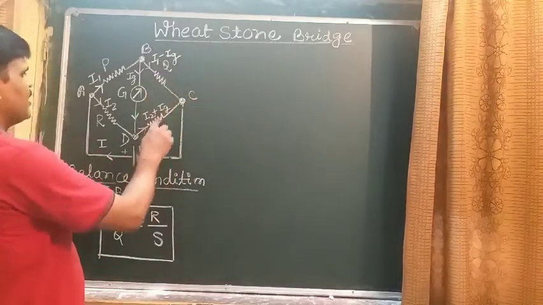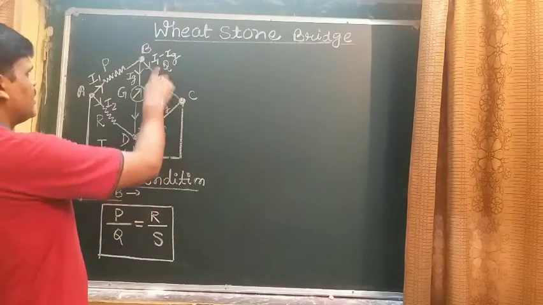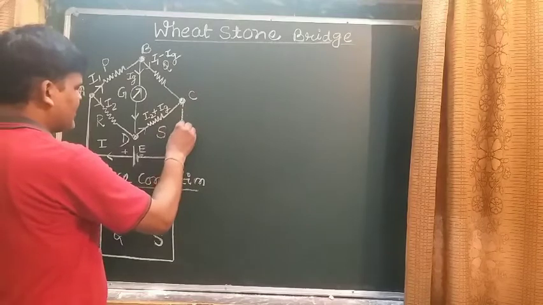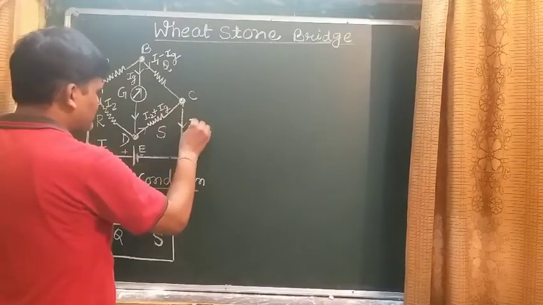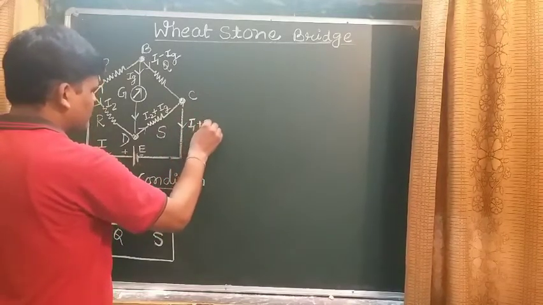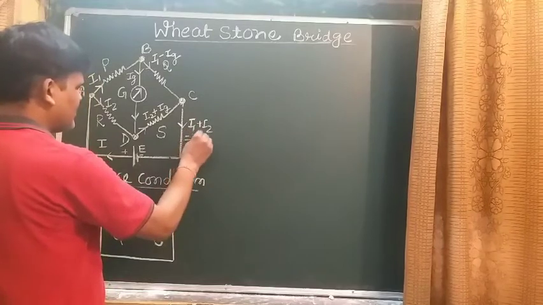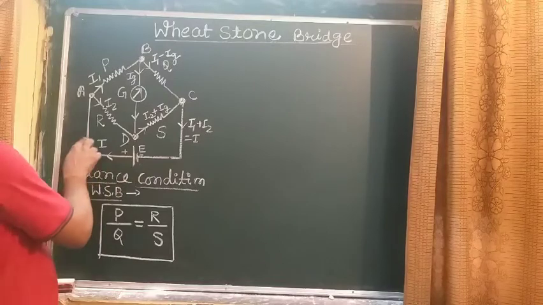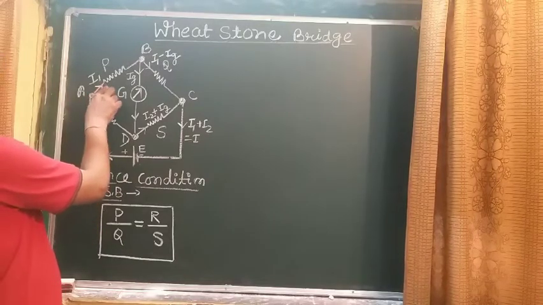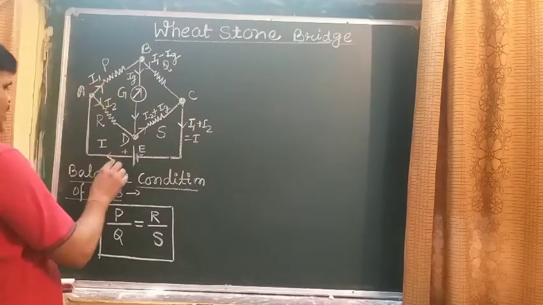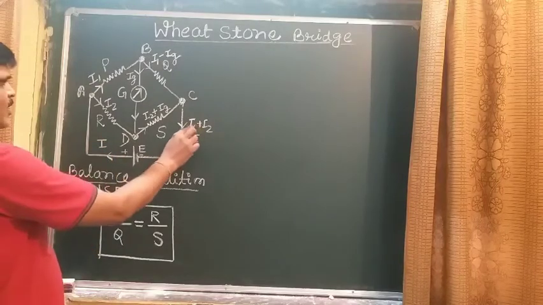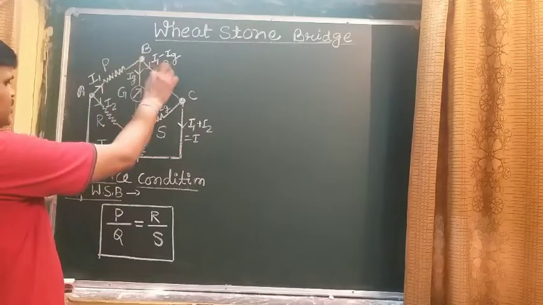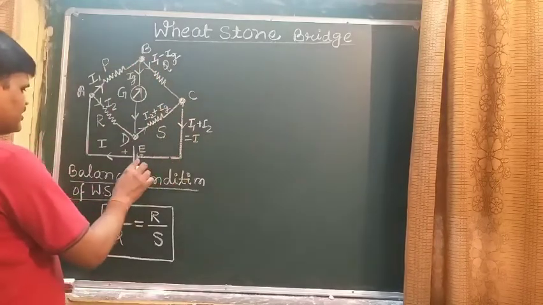Students, see here, Ig cancels out, and I1 plus I2 is the total current. Suppose the total current entering the circuit is I, and it is divided into I1 plus I2. So I equals I1 plus I2. So the total current entering the circuit is equal to the total current leaving the circuit.